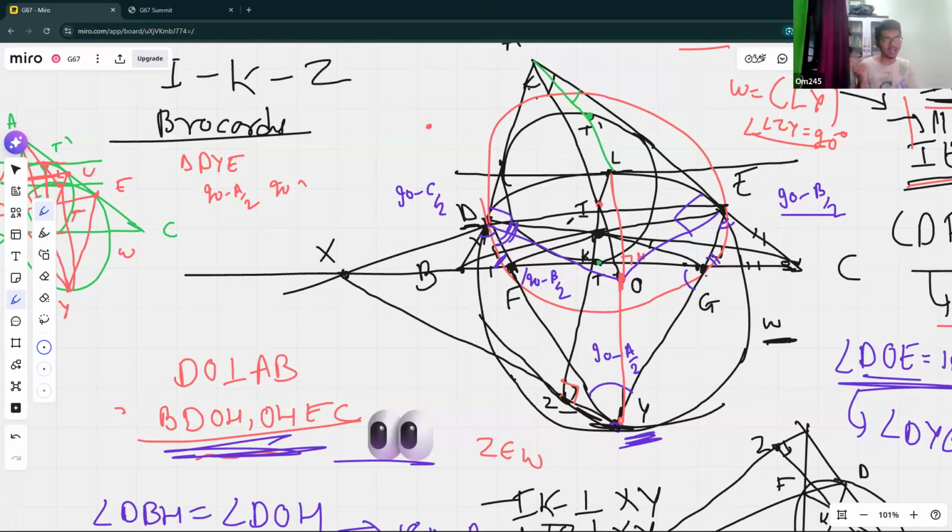But let me explain my way to get that LY is the diameter. The way I did it was you calculate this angle. Don't ask me how. Yes, you can calculate this angle. Give me a second. Okay, it's a bit hardcore. This is 90 minus this.